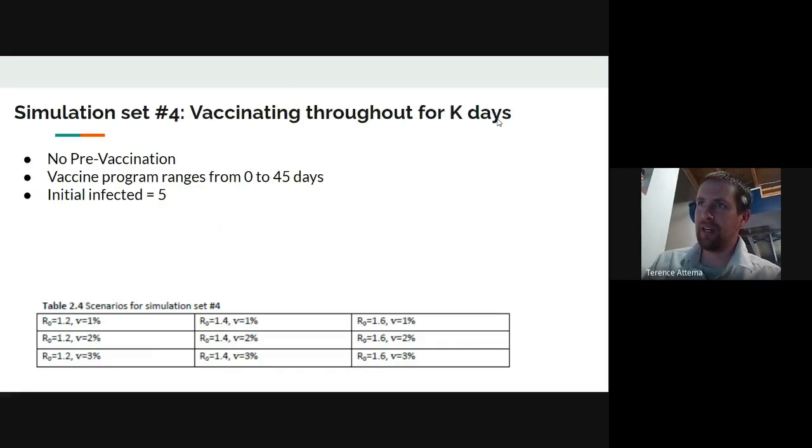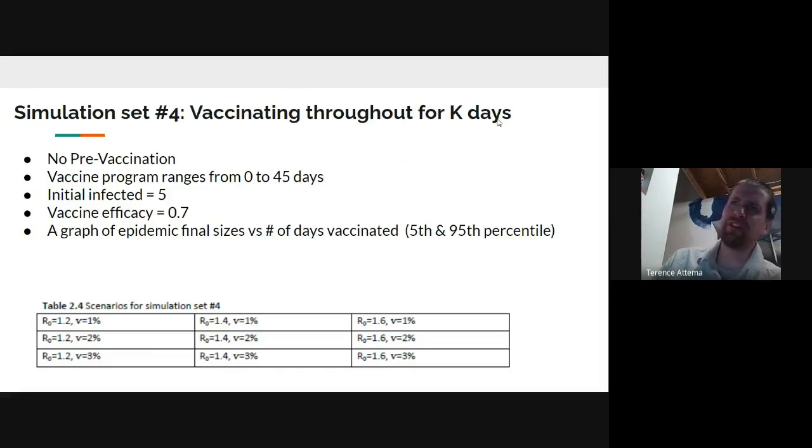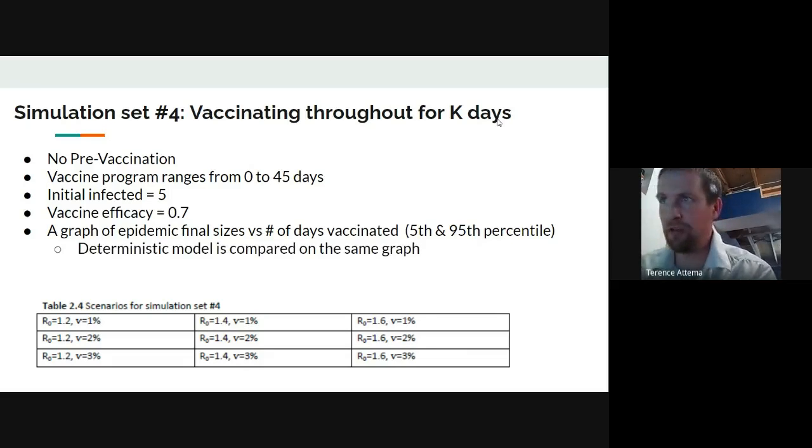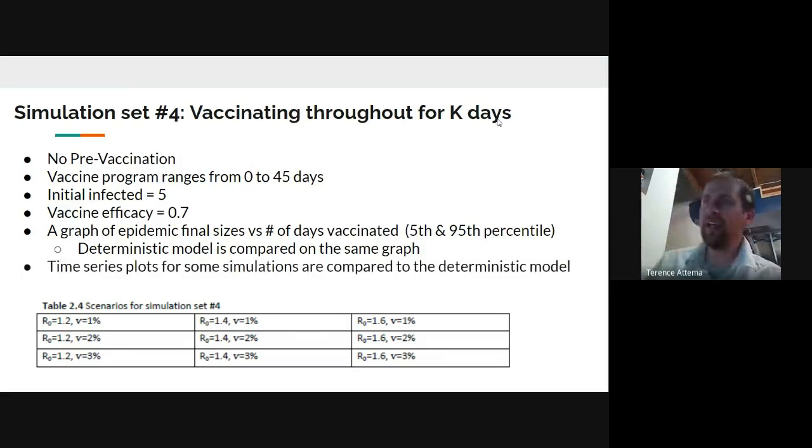Initial infected was, I think, 5 most of the time for that one, and vaccine efficacy was set at 0.7, because I realized it didn't make much of a difference if it was 0.7 or 0.6, and those are reasonable values. I graphed the final size of the epidemic versus the number of days vaccinated. I looked at the 5th percentile of the simulation versus the 95th percentile, and I also compared that to the deterministic model. And like before, I looked at a time series plot for a couple of different cases, which I think I used a spreadsheet for, but you can also do with R. It's just not that pretty.